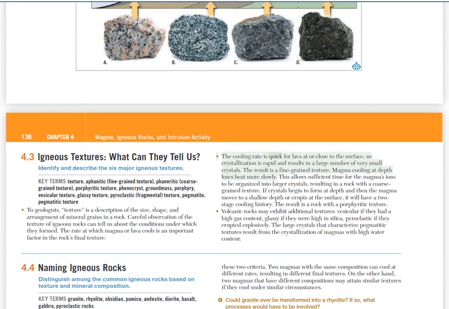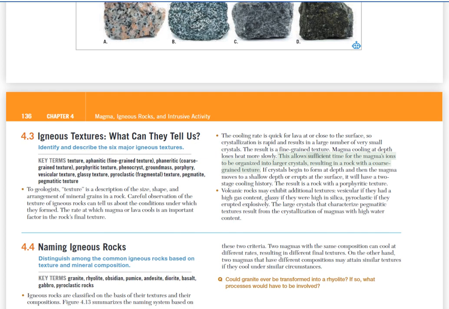The cooling rate is quick for lava at or close to the surface, so crystallization is rapid and results in a large number of very small crystals. The result is a fine-grained texture. Magma cooling at depth loses heat more slowly. This allows sufficient time for the magma's ions to be organized into larger crystals, resulting in a rock with a coarse-grained texture.